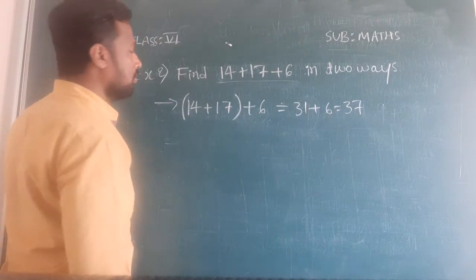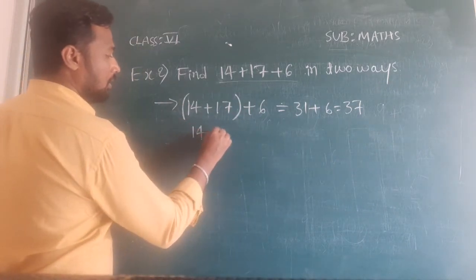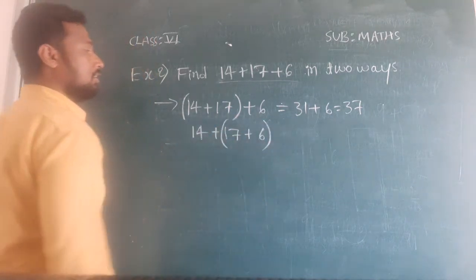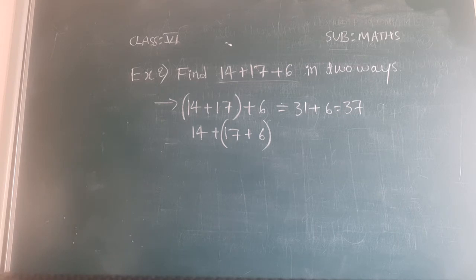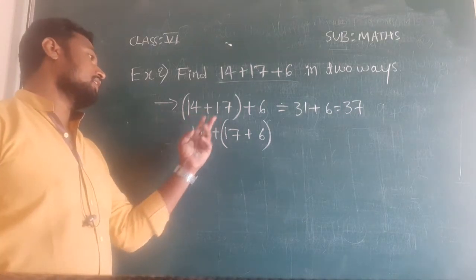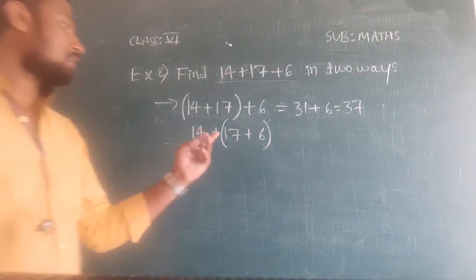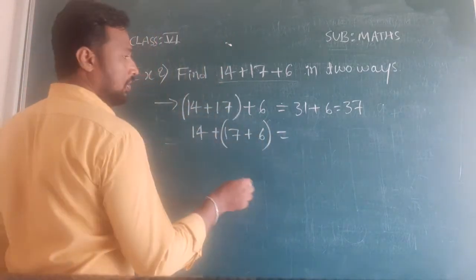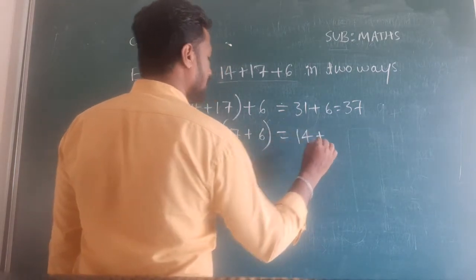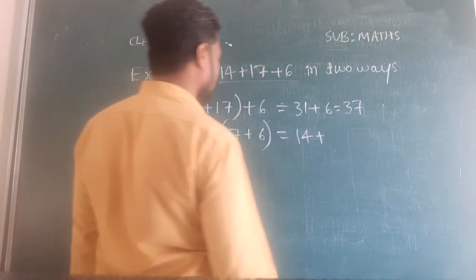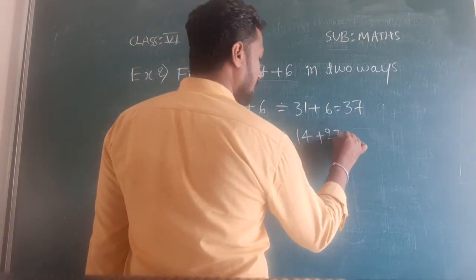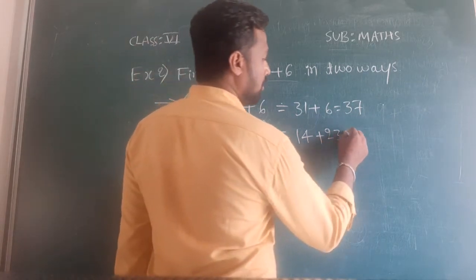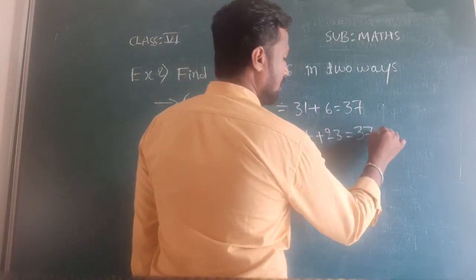We have to solve this in two ways. Next, 14 plus 17 plus 6. Now, we will consider these two numbers inside the brackets. First, I have considered 14 plus 17 inside the bracket. Now, I am considering 17 and 6 inside the bracket. So, first I will write this 14 as it is only. 17 plus 6 means 23. So now 14 plus 23 means we will get 37 again.